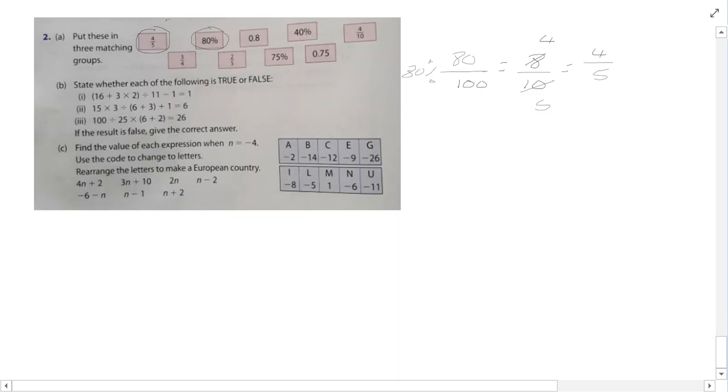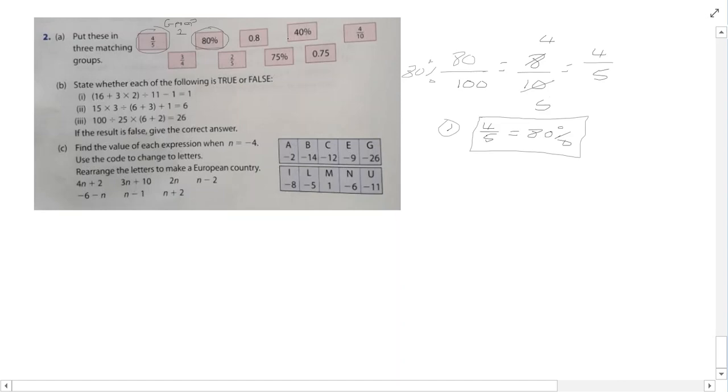So group 1. Another way you can say is that 4 over 5 is equal to 80%. Okay, so that's one group, and that takes those 2 numbers out of the equation. So we'll call that group 1.